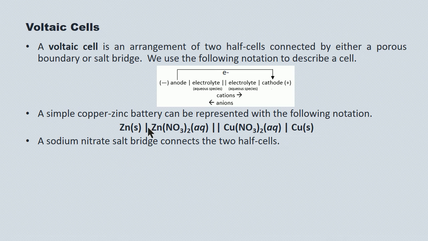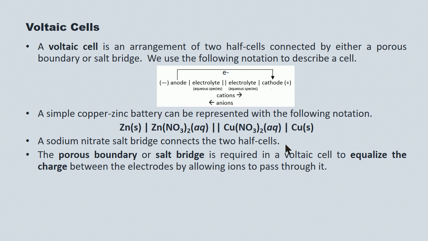The zinc is the anode, immersed in a zinc nitrate solution. The copper is the cathode, immersed in a copper nitrate solution. And there's a sodium nitrate salt bridge that connects the 2 half cells together. And again, the salt bridge is designed to allow ions to migrate to equalize charge across the battery.